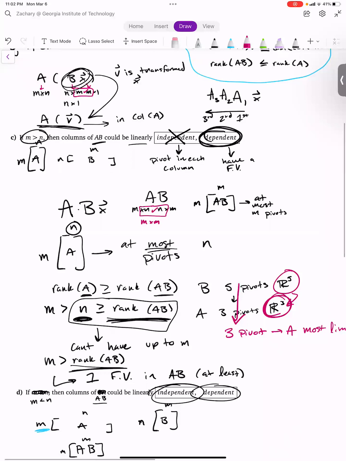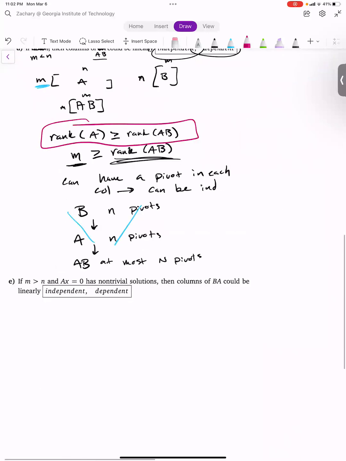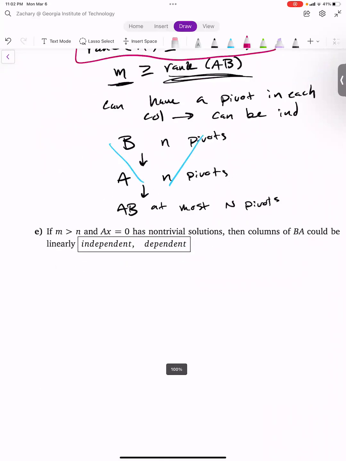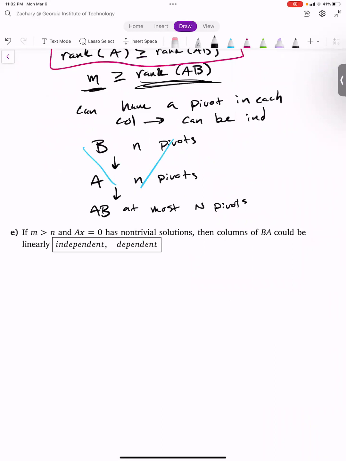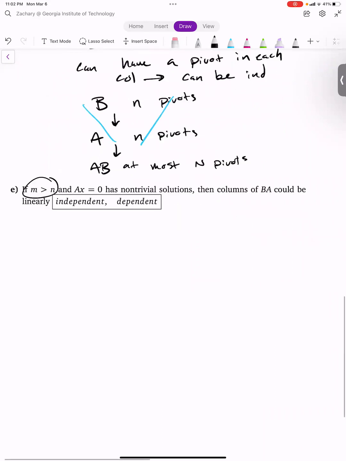If it doesn't, you need to leave a comment, send me an email, or post on Piazza. Any of those are totally fine. And now to go into the last question. M is greater than N, and Ax equals zero has non-trivial solutions. Well, if it has non-trivial solutions, that's the same as saying there exists a free variable.